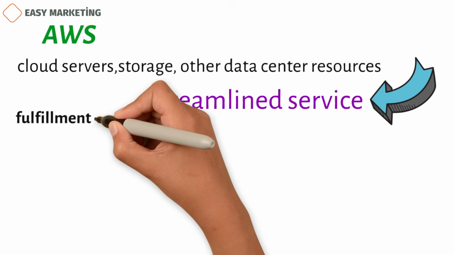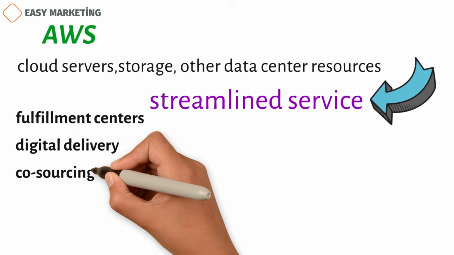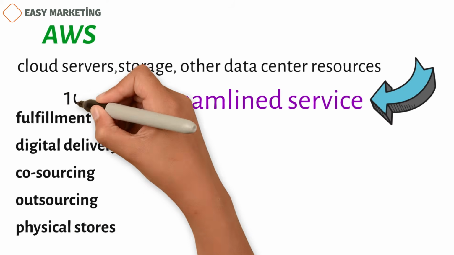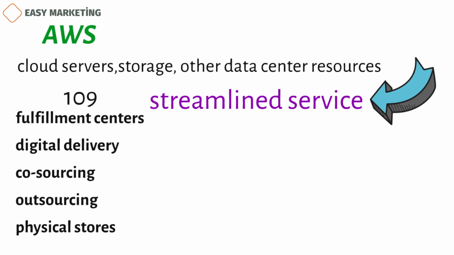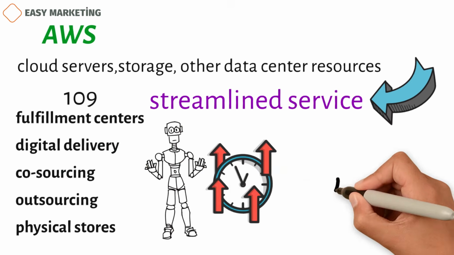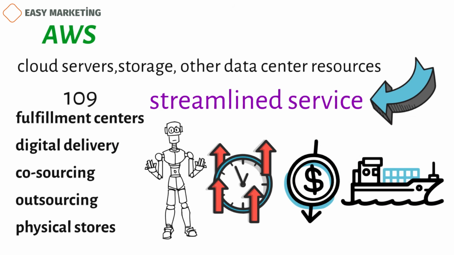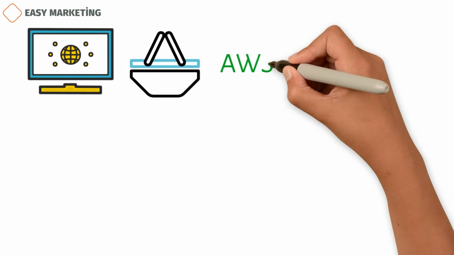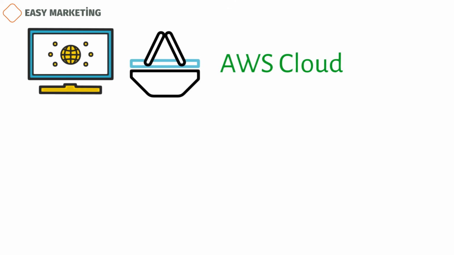Getting ready to go out. Amazon has fulfillment centers, digital delivery, co-sourcing and outsourcing, and physical stores as parts of its outbound logistics. In Amazon's 109 fulfillment centers, robots are used to make warehouse work go faster and cost less. Shipping in 2 days is a big thing that makes Amazon stand out from its competitors. With the help of co-sourcing and outsourcing agreements, Amazon can grow bigger than its own fulfillment services can handle. Some services can be sent to you digitally, like the software for Amazon's online marketplace and AWS cloud services.